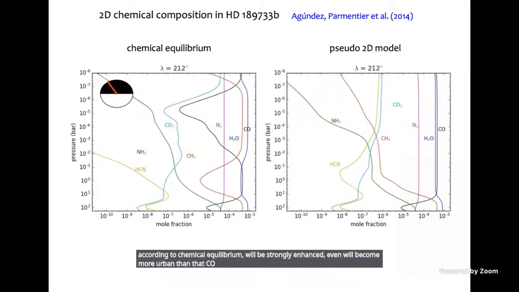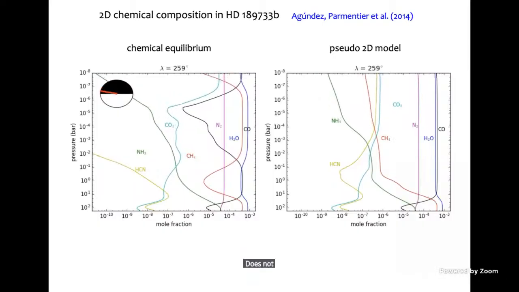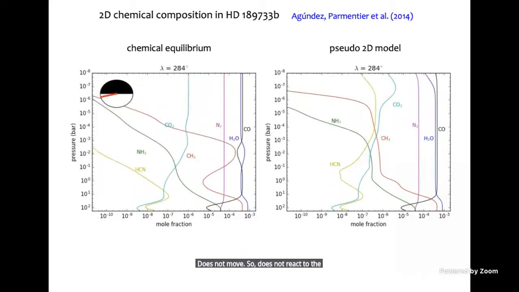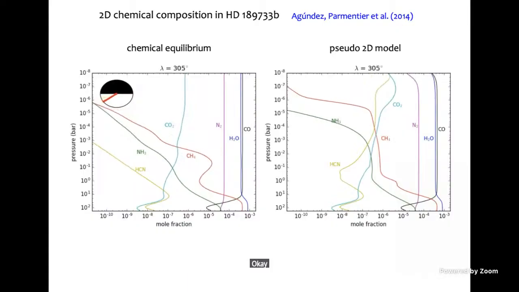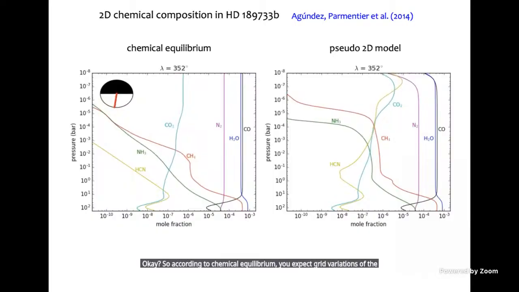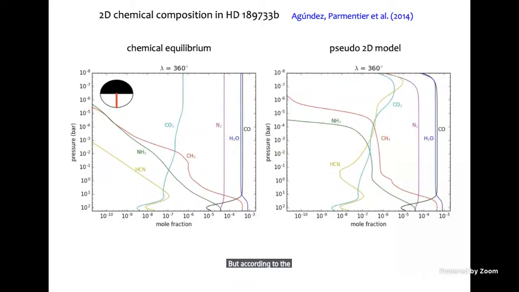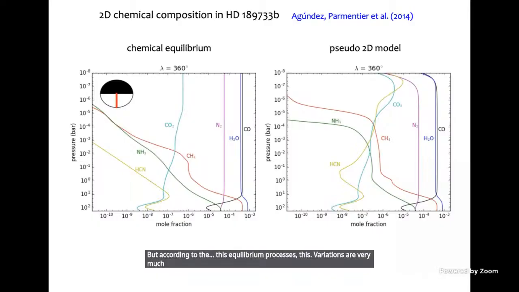But here, when you look there, you see that methane almost does not move, so it does not react to the variations in temperature. According to chemical equilibrium, you expect great variations of the abundance because the temperature is varying a lot when you go from the day side to the night side. But according to the disequilibrium processes, these variations are very much reduced, okay?